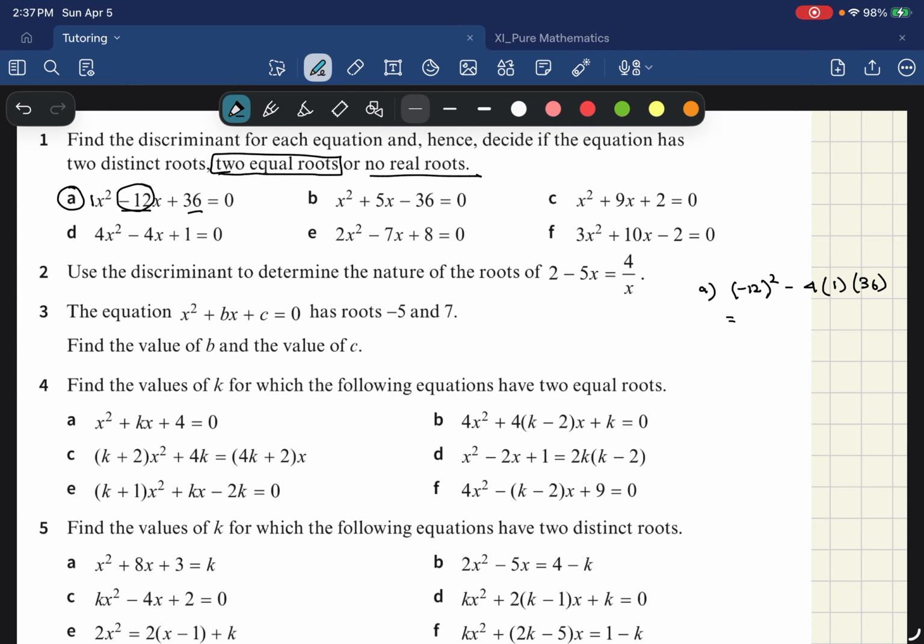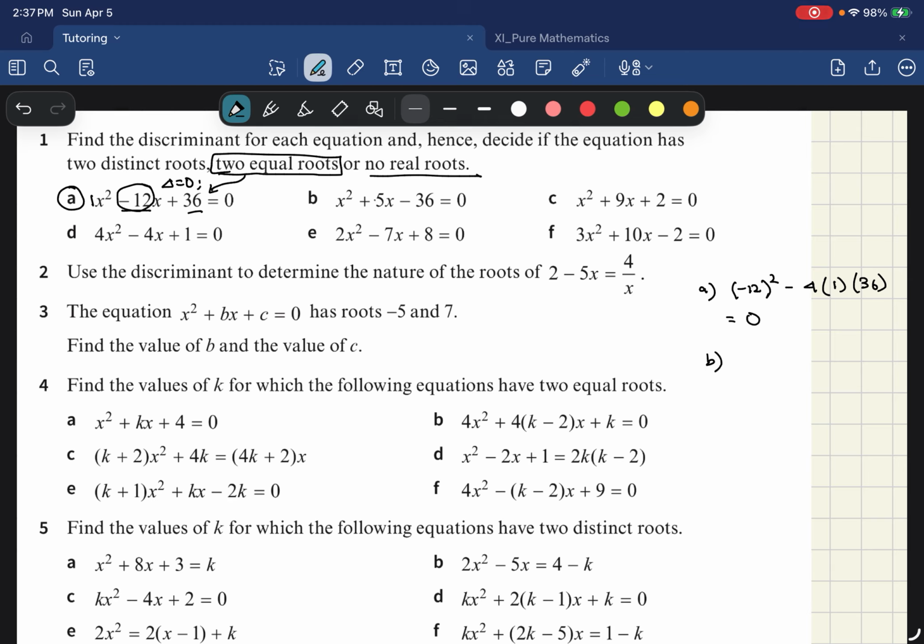And basically, if you solve that, you have 144 minus 4 times 36, and that is 0. So the discriminant is 0, so delta equals 0. That means you have one repeated root, or two equal roots, for A, because the discriminant is 0, right?